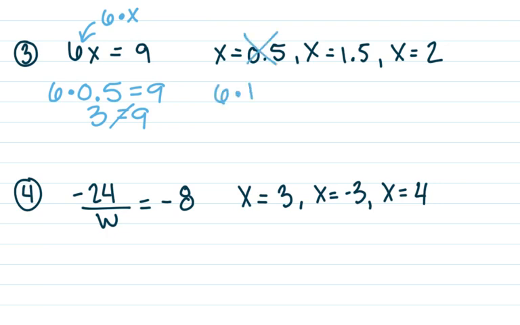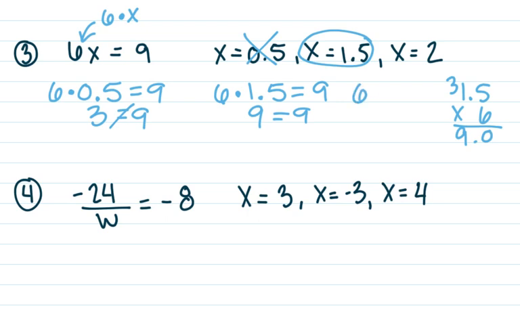6 times 1 and 5/10 equals 9. Let's see. I'm going to do some work over here to the side and see if that is true. I don't know that one off the top of my head. I do get 9. 9 equals 9. So this one definitely works. And then 6 times 2 equals 9. 6 times 2 is 12, so no, it does not equal 9. And again, with these, you're only going to get one solution. You're only going to get one number that makes it all true, and that number for this one is 1.5.